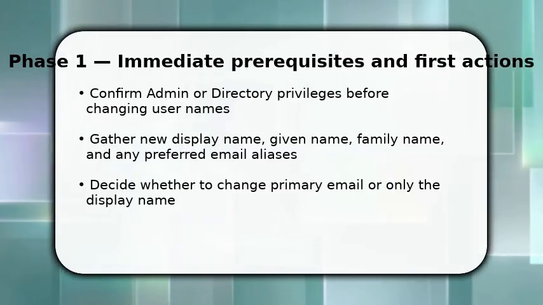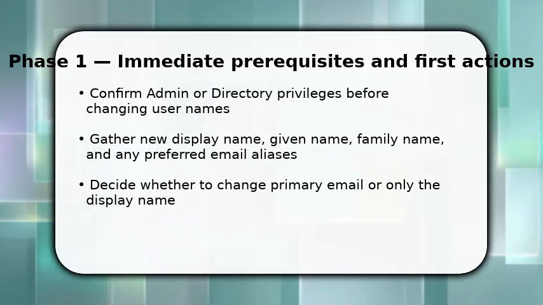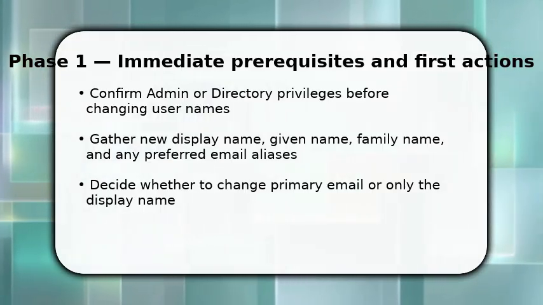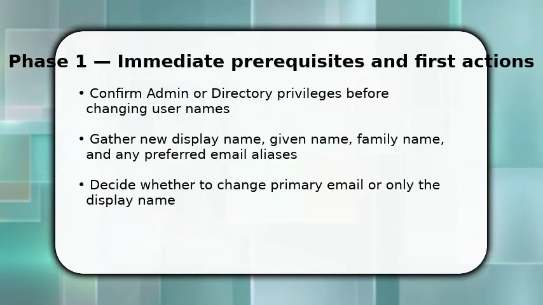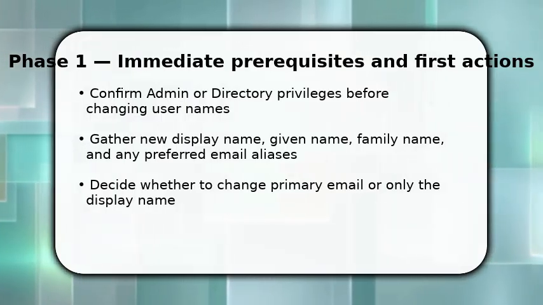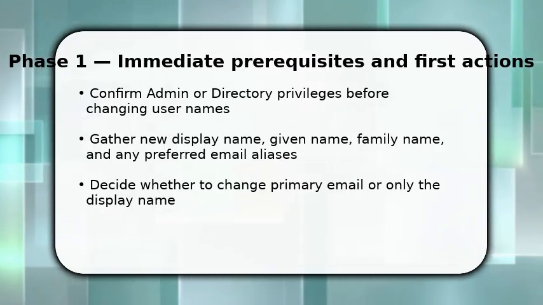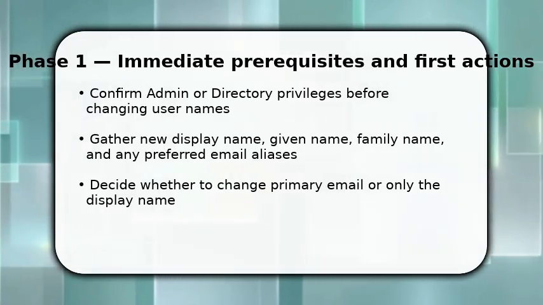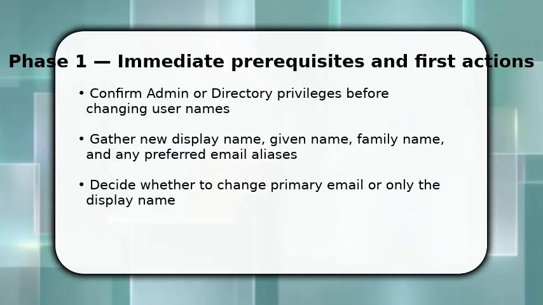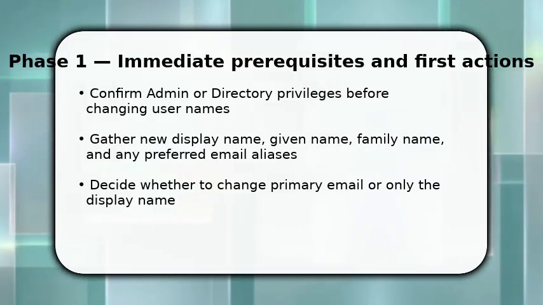You begin by confirming you have admin or directory privileges. Without that, you cannot complete this change. Open the Google Admin Console, then go to Users and select the account you will edit. Once in the user details, choose Profile to edit names. Make sure you have the exact given name and family name ready, plus any alias considerations.